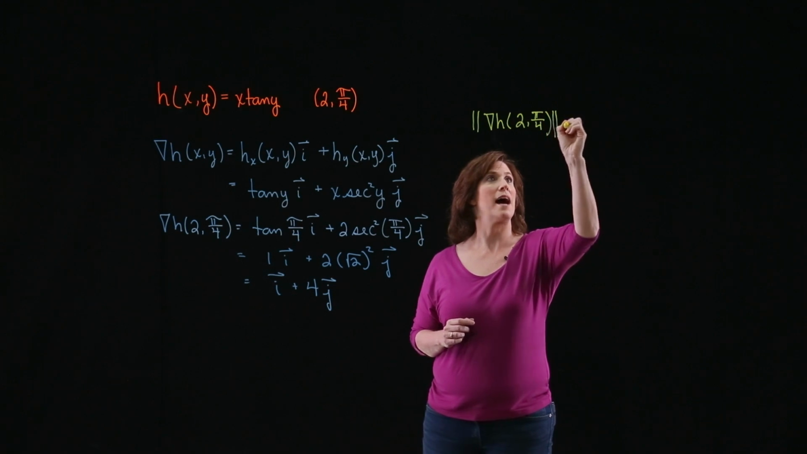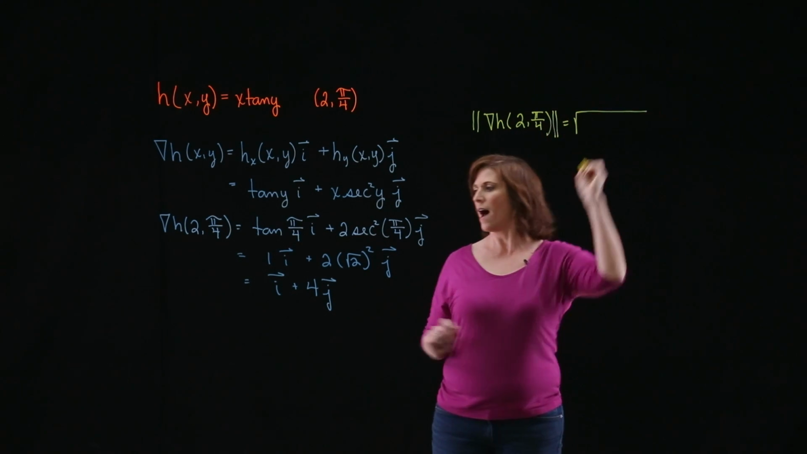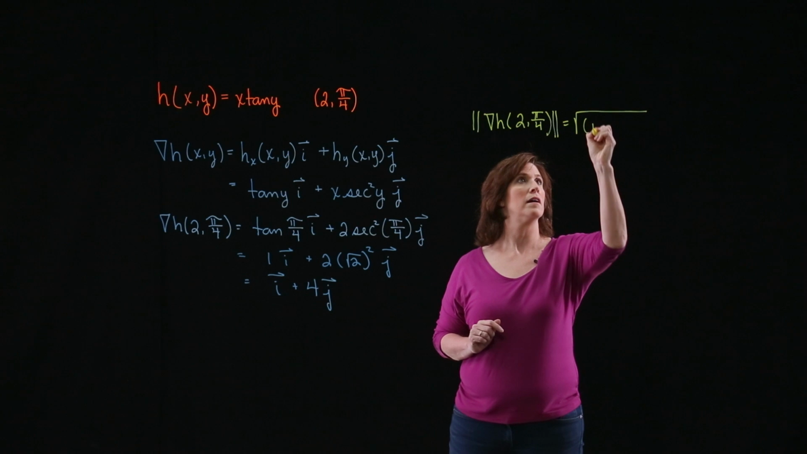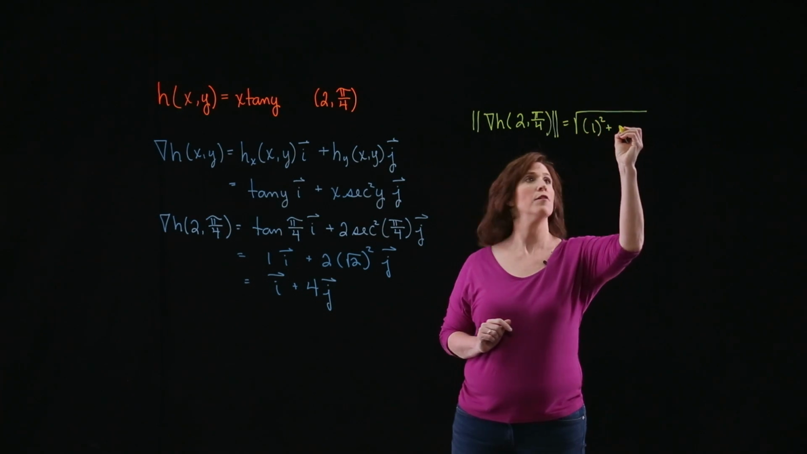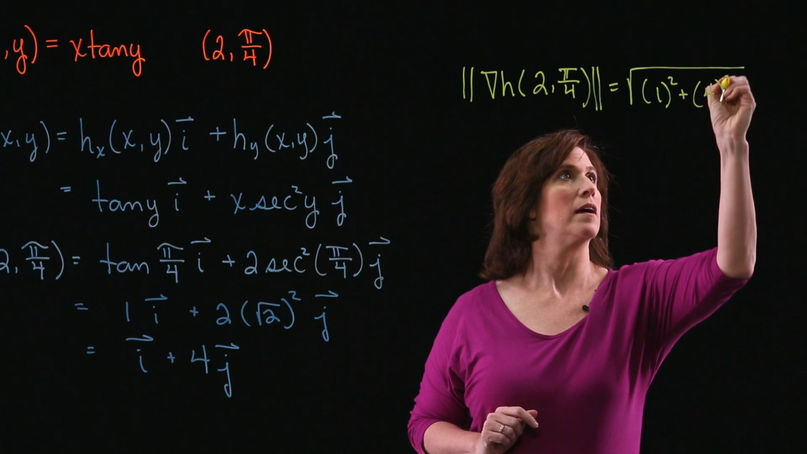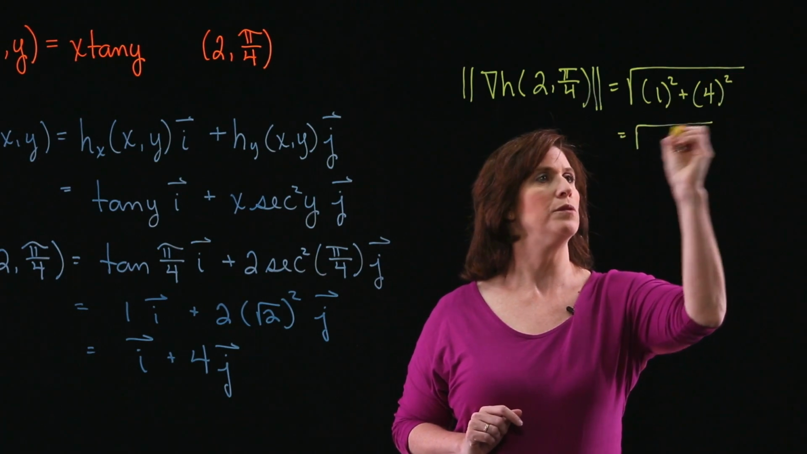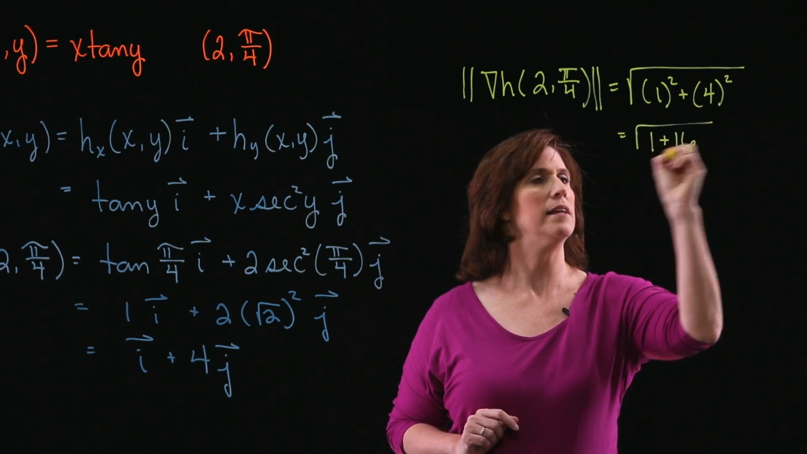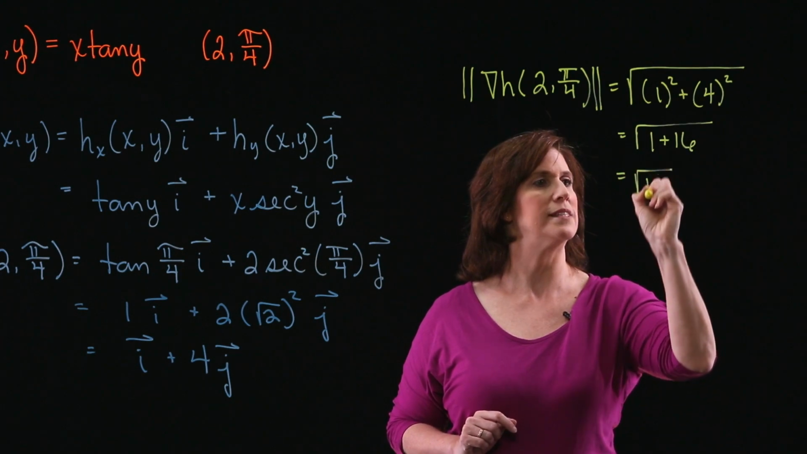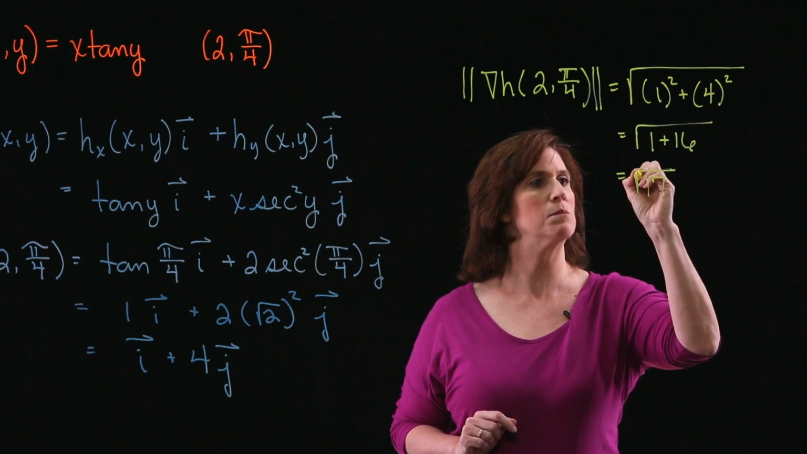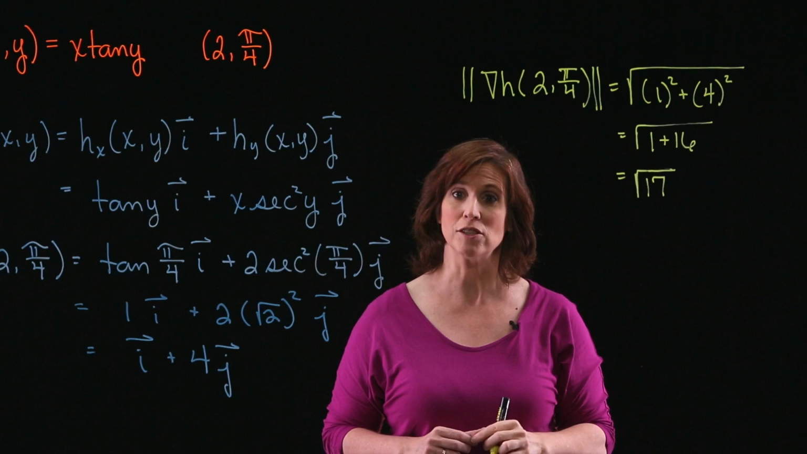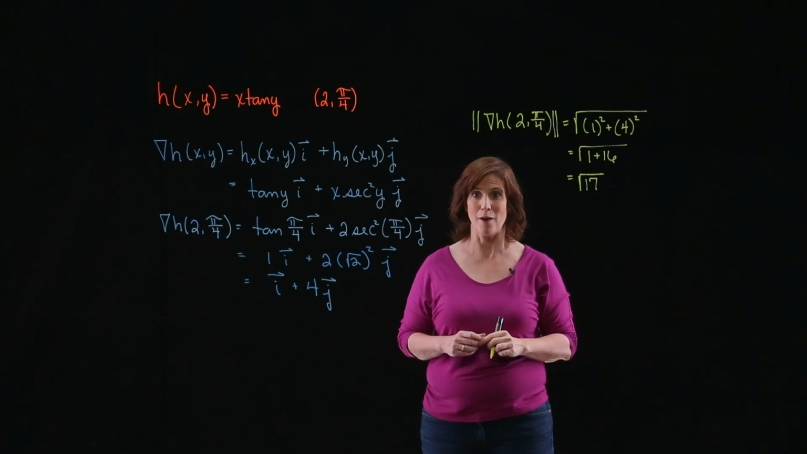So in this case, I'm going to have the square root of 1 squared plus 4 squared, or the square root of 1 plus 16, or the square root of 17. And that's the maximum value taken on by the directional derivative at the point (2, pi over 4).